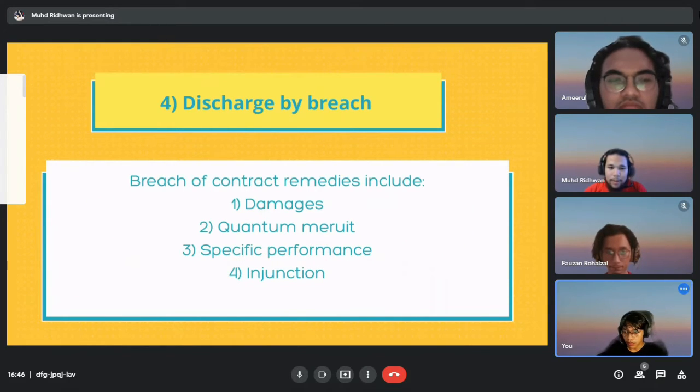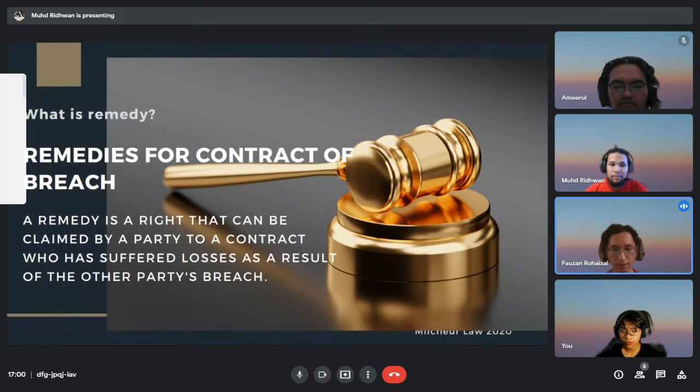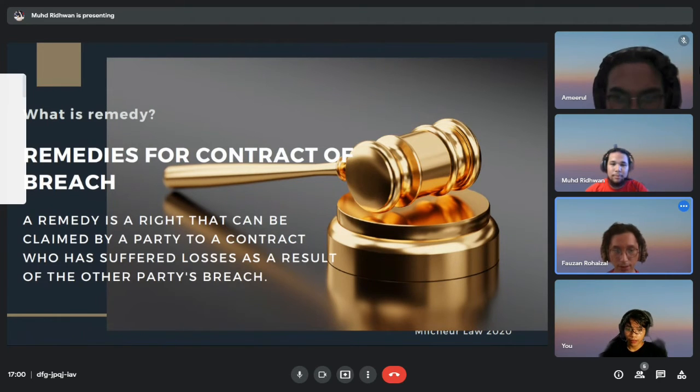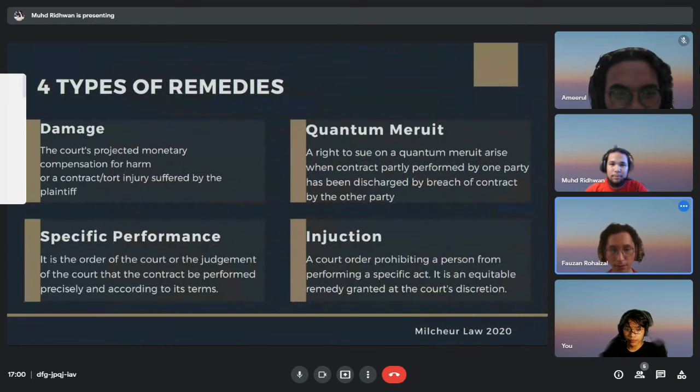So, for the last one, breach of contract remedies include four things, which are damages, quantum meruit, specific performance, and last but not least, injunction. What is a remedy? A remedy is a right that can be claimed by a party to a contract who has suffered losses as a result of the other party's breach. There are four types of remedies.